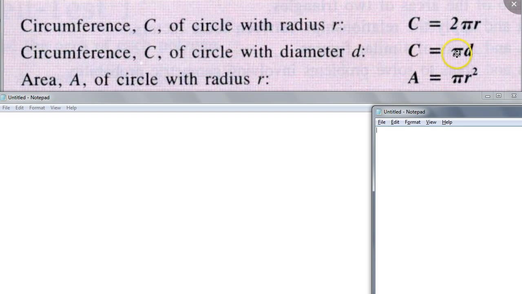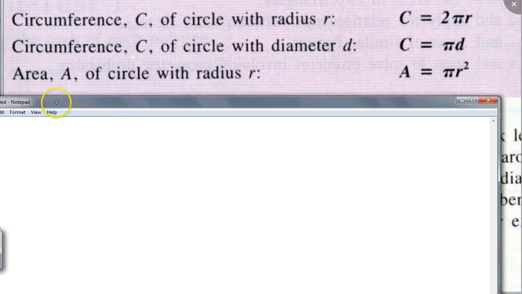Where do they get that from? How about Samantha? Do you see how they got this? The diameter is twice the radius. Exactly. The diameter is twice the radius. So if you multiply 2 times r, don't you get diameter? So it's the same thing. The first two represent the circumference of a circle. The last is the area of a circle. Okay, go ahead, write it down.